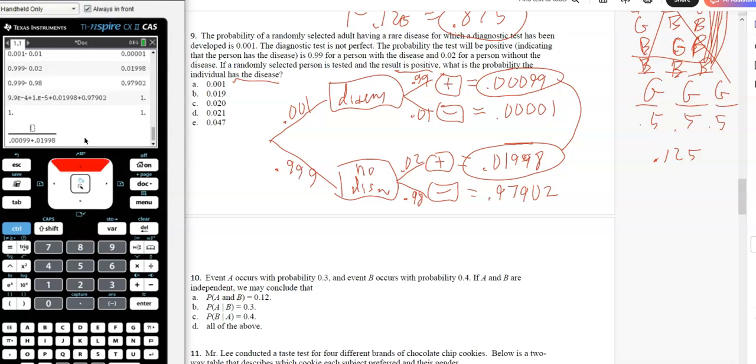Okay, so the numerator, what's probably the individual actually has these. So of those two that I just added, the two positive result folks, the one to have it is 0.00099. And so we get it. It's E. I think that's right.